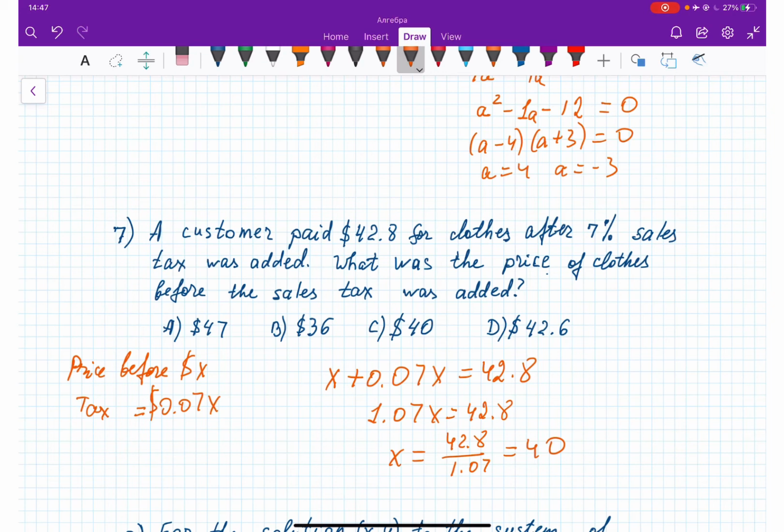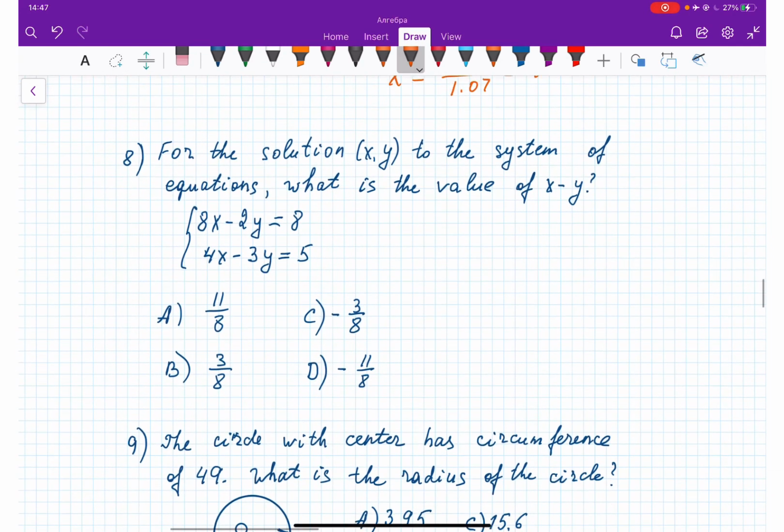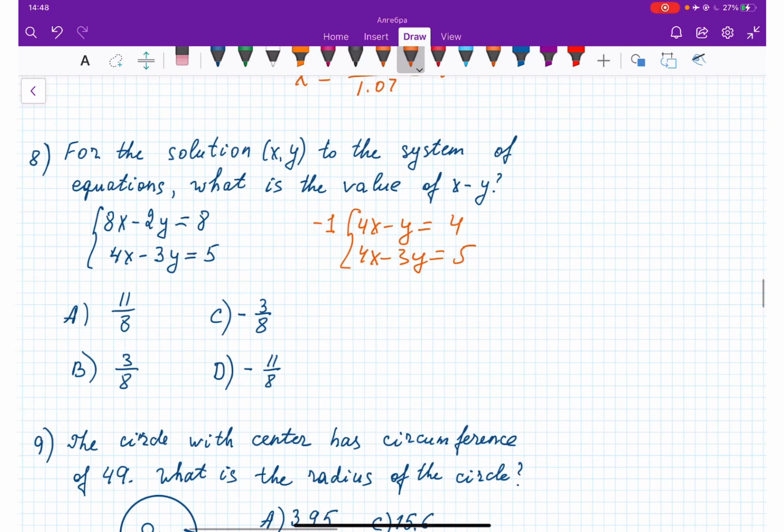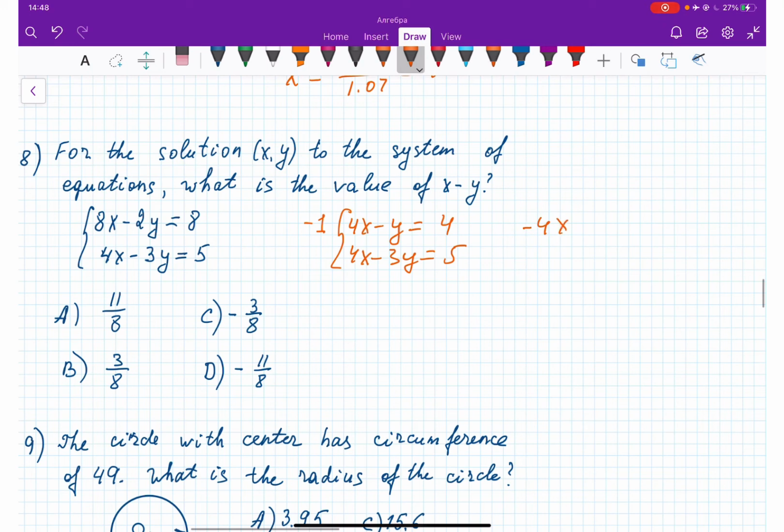Okay, next one, number 8. We need to solve a system of equations. So let's see, 8x minus 2y equals 8. I'm going to reduce by 2. It's going to be 4x minus y is equal to 4. And here, 4x minus 3y is equal to 5. So I'm going to multiply the first equation by -1, and I will get negative 4x plus y equals -4. At the bottom it stays the same, 4x minus 3y equals 5.